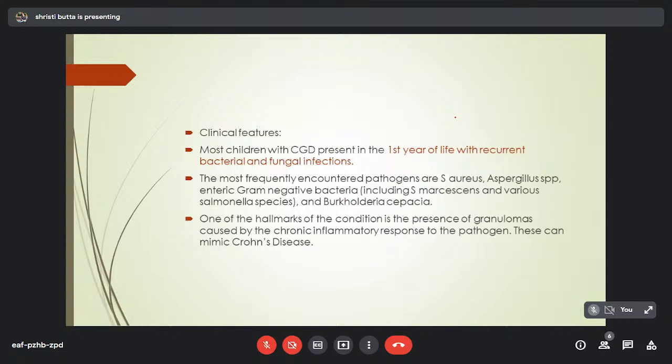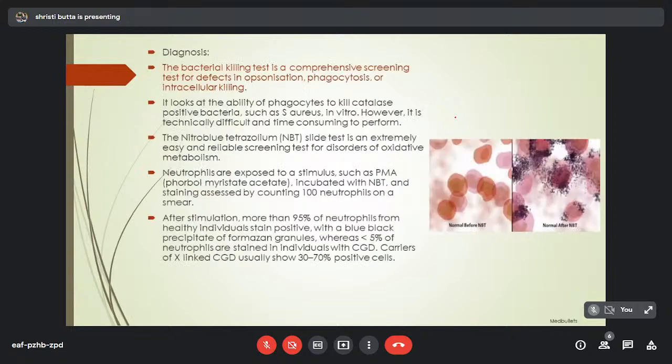So what are the clinical features? Most children with chronic granulomatous disease present in the first year of life with recurrent bacterial and fungal infections. The most frequently encountered pathogens are Staph aureus, Aspergillus, and enteric gram-negative bacteria. One of the major hallmarks of this condition is the granulomas that we were talking about, which often mimic Crohn's disease granuloma. Now the diagnosis. The bacterial killing test is a comprehensive screening test for defects in opsonization, phagocytosis, or intracellular killing. However, this test is very time consuming and also very subjective.